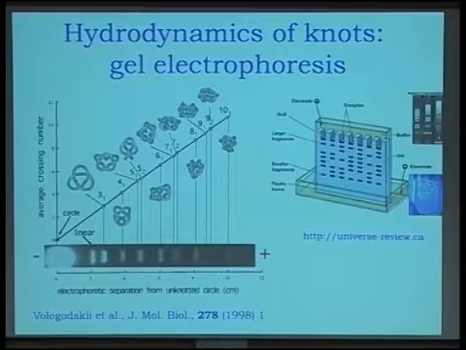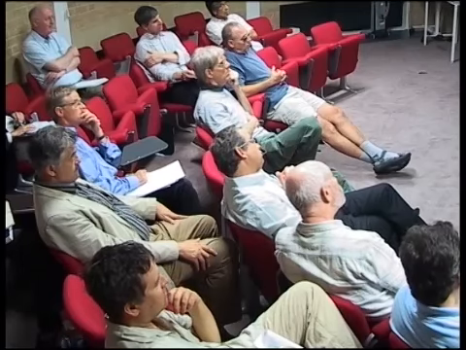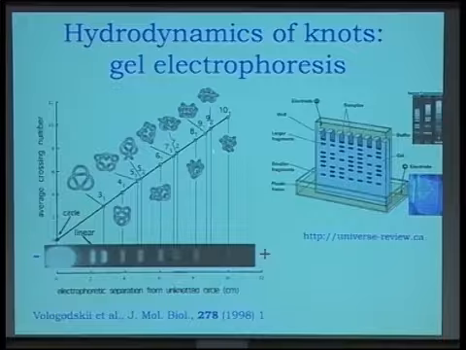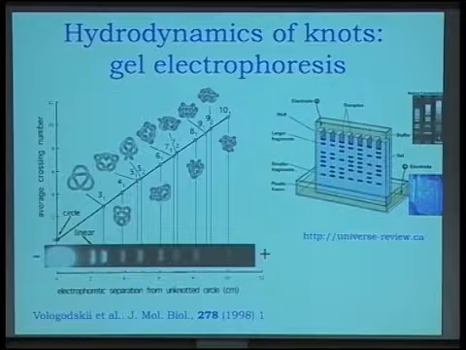So 9.1 and 9.2 will have a different average crossing number, yes? Yes, and they will also travel differently in the gel. Okay, but how do you distinguish those from other non-crossing knots?